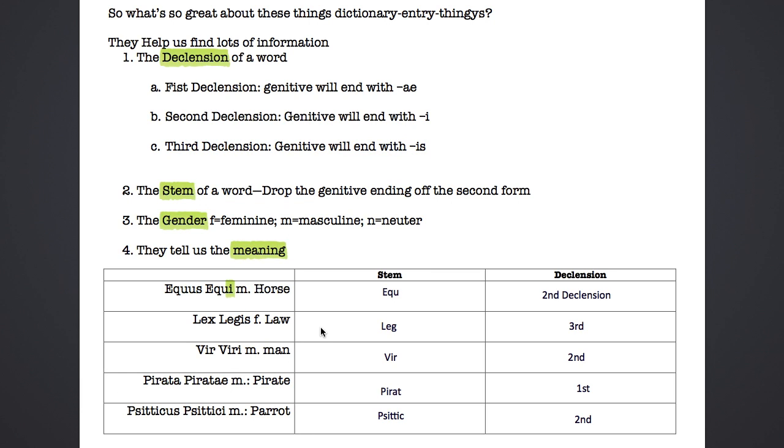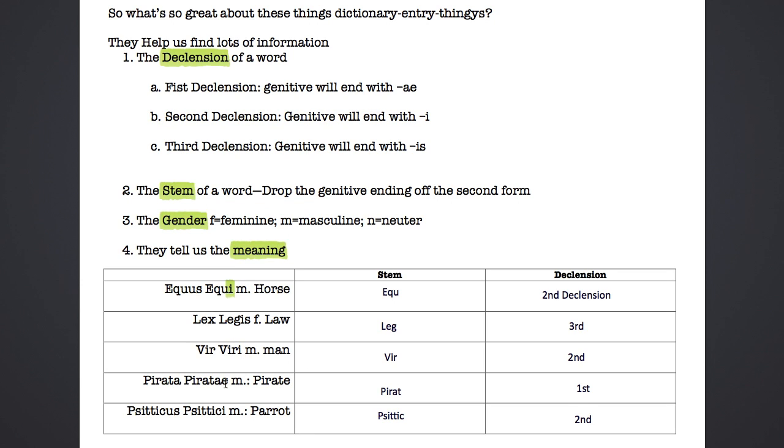Okay. For vir, viri, it is second declension. I know it has that weird nominative, but I see that I in the genitive, and second declension is I genitive. So I know it's second declension. The stem, when I drop that I off, is just VIR, vir. All right.